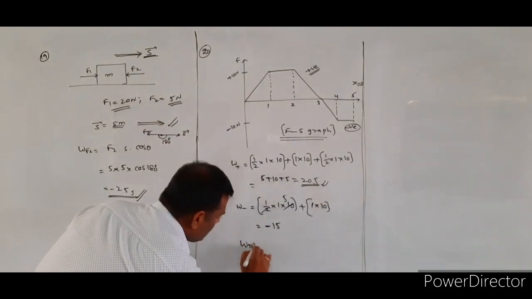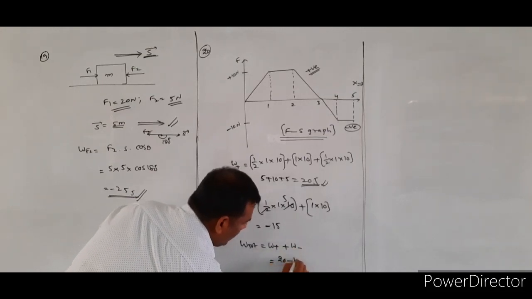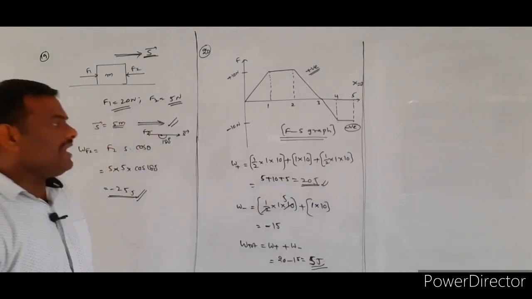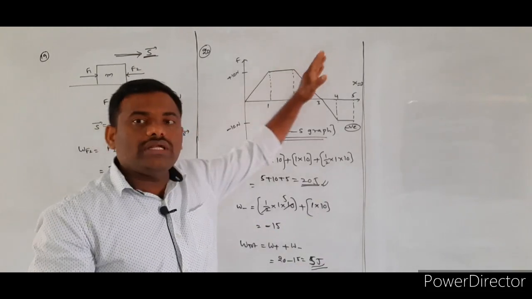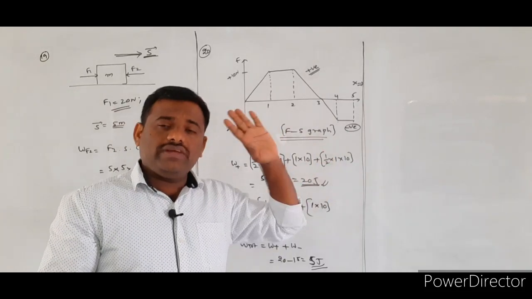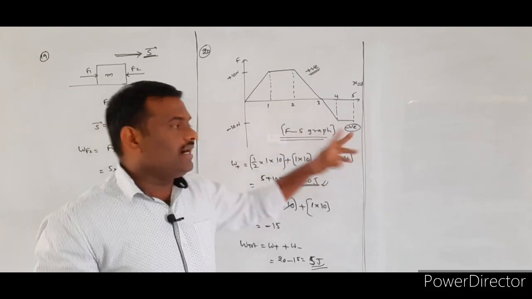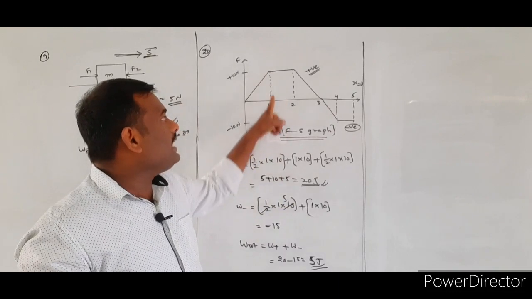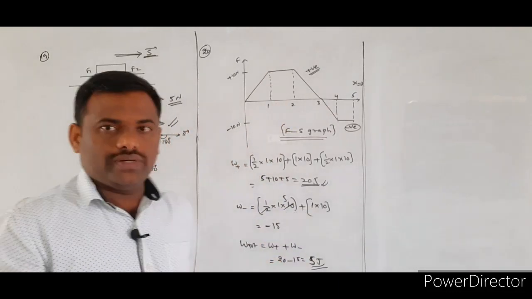Therefore, total work done is equal to positive work done plus negative work done: 20 minus 15, which is equal to 5 joules. Simply, what we have to calculate is the area bounded by the graph, which gives the work done. So whenever graphical problems are given, we must remember how to calculate the area. If a triangular portion is there, area of the triangle is half BH. If a rectangular portion is there, area is length into breadth. So that is about the numerical number 20.